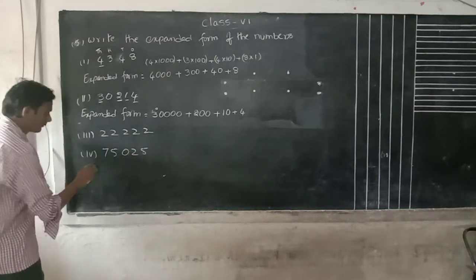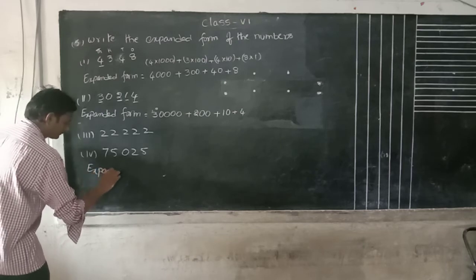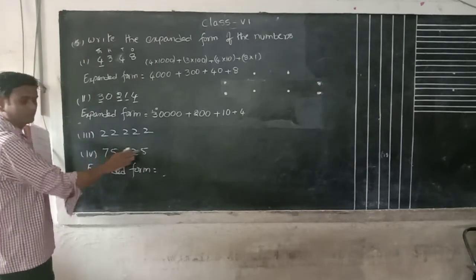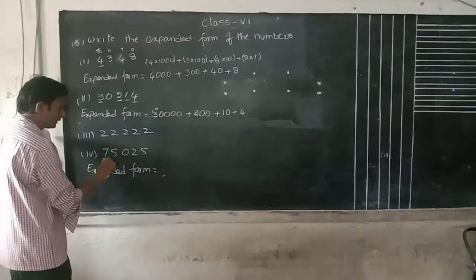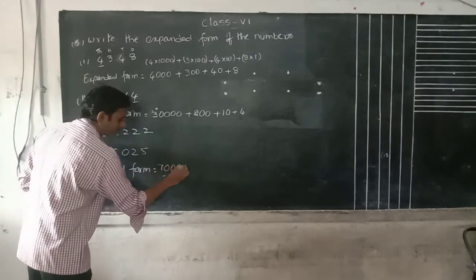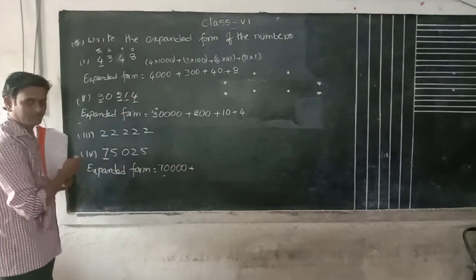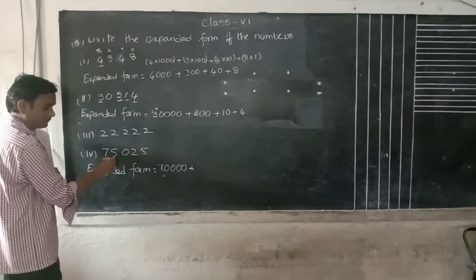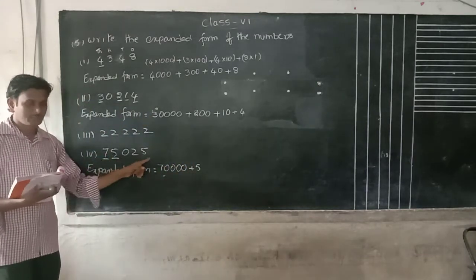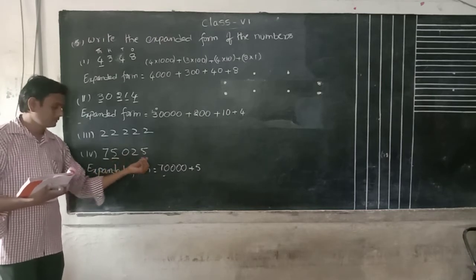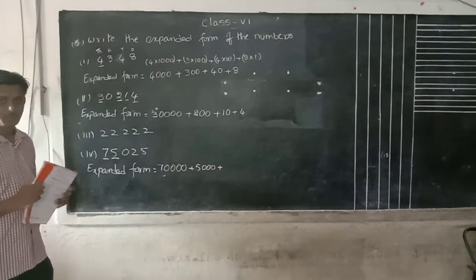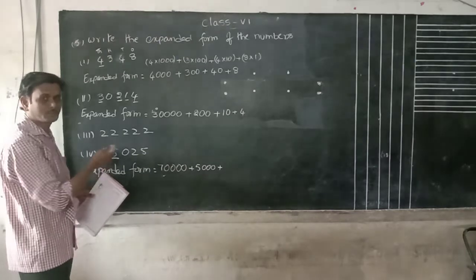This is expanded form. Expanded form equal to 75,025. Okay, the first digit is 7. After 7, how many digits are there? 1, 2, 3, 4. 4 zeros right here. Indirectly we are writing digits only. Okay, the next digit is 5. After 5, how many digits are there? 1, 2, 3. 3 zeros. Don't count the underlined number. If I count the underlined number, we will get a mistake.